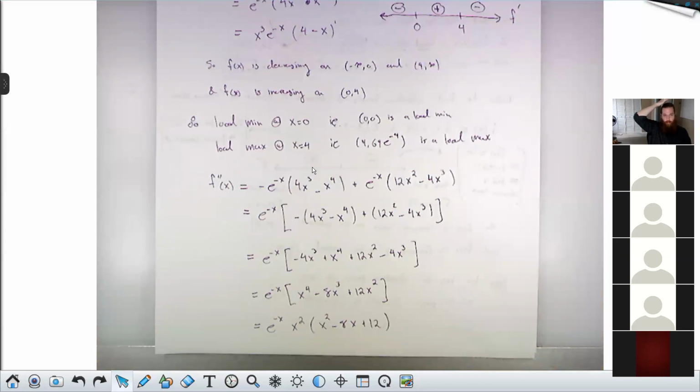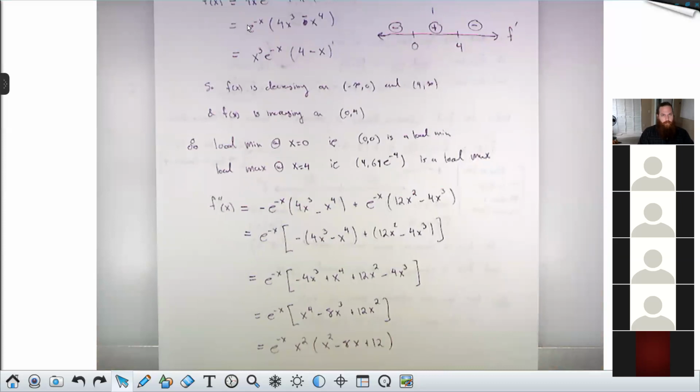So this is f double primed. And again, I'm calculating it from f primed. So I'm differentiating this using the product rule. Here I differentiated e to the negative x, and I left the polynomial piece alone. Here I left e to the negative x alone, and I differentiated the polynomial piece. 4x cubed differentiates to 12x squared. Minus x to the 4 differentiates to minus 4x cubed.